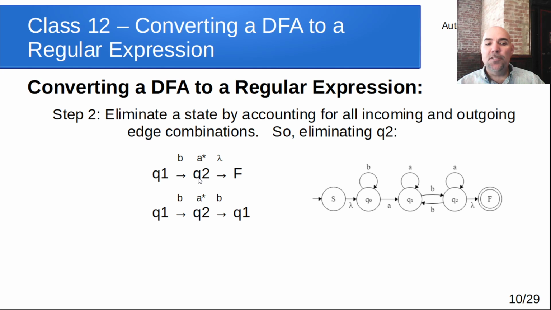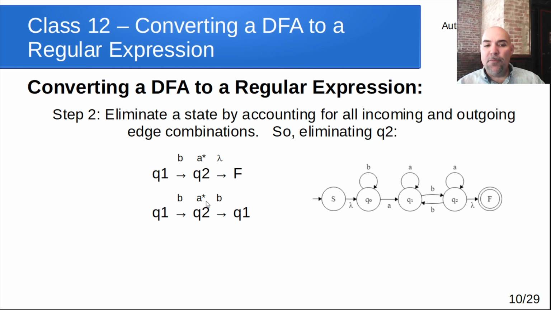In other words, Q1 to Q2 to F is a B. It takes a B to get us into Q2. And then A star is while we're in Q2. Anything that loops back, we just put a star around that. And then on the way to F, we would use lambda. So to get from Q1 to F, it would be B, A star, lambda. And so there we have B, A star, lambda above that one. Now what about Q1 back to Q1? Q1 back to Q1 is B, A star, and then B.